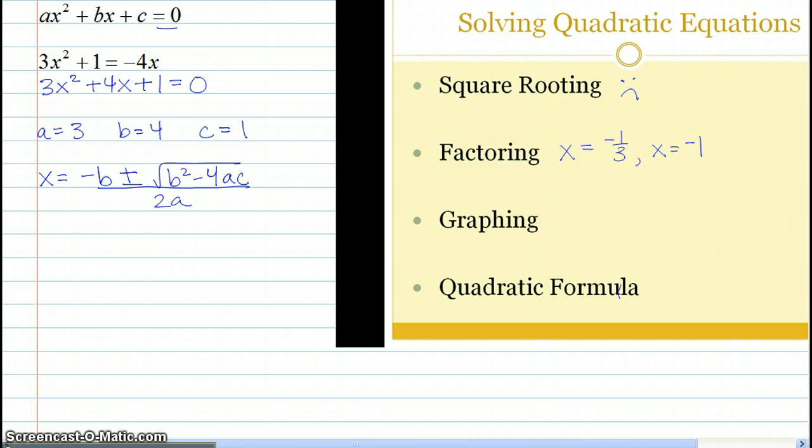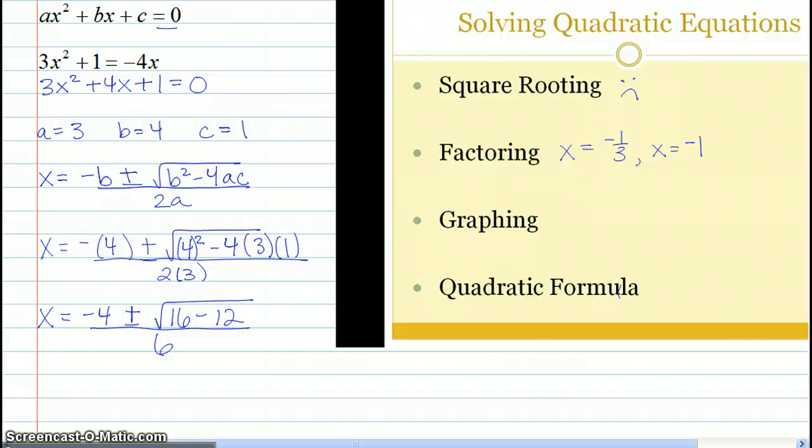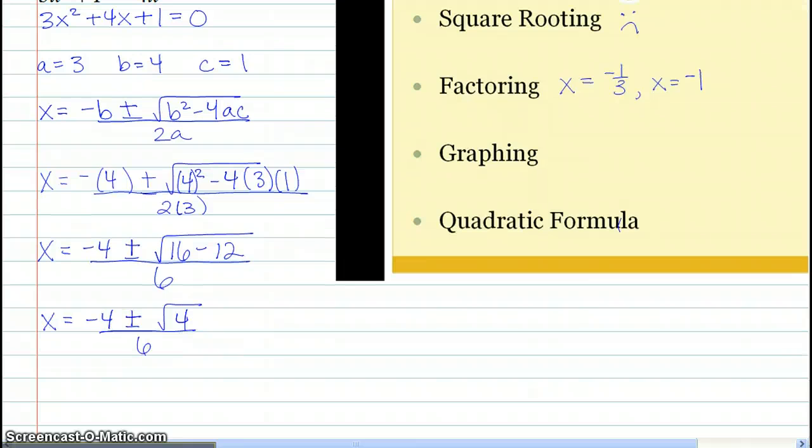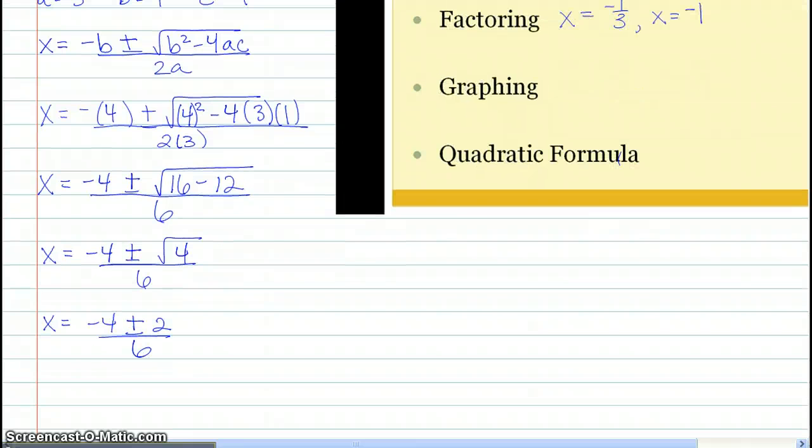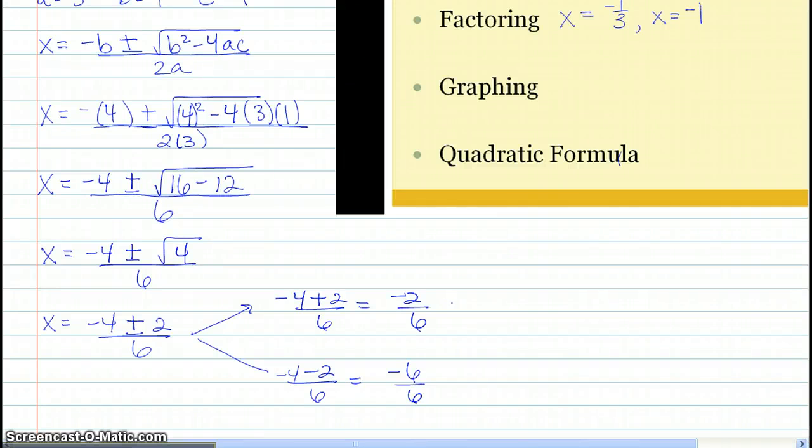Here's the quadratic formula. Just like all of them, they always have to equal 0. Figure out your coefficients a, b, and c, and now substitute those in. Now that you've substituted in, simplify, continue to simplify, square root. From here, you need to break it apart into the two equations. Continue to simplify, and reduce your fractions at the very end. So again, I get negative 1/3 and negative 1.